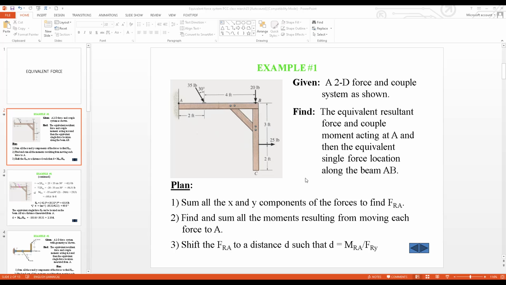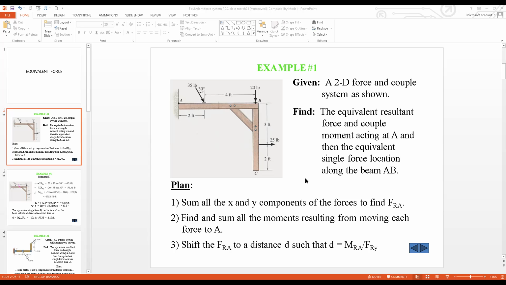Now the 35 that has an incline has a component horizontal and vertical. Now those are the two that is most challenging. So you have to resolve one vertical, one horizontal. Now it says a plan of action. You must find the sum of all the x and y component of the forces to find the resultant force. And then it says find and sum all the moment resulting from moving each force to A. Now you notice where A is. And you have to look at the position where A is and the position of the three forces.